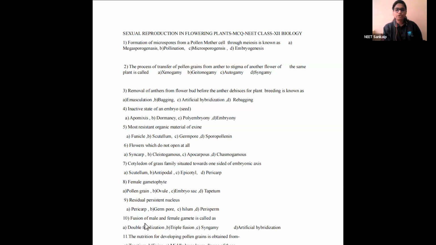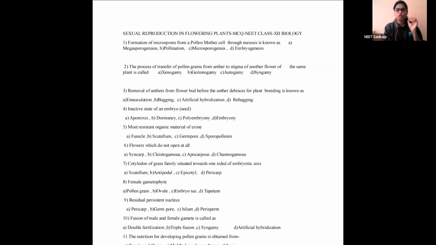10th question. Fusion of male and female gamete, what is the process called? Option A, double fertilization. Don't answer until I complete the question. Option B, triple fusion. Option C, syngamy. Option D, artificial hybridization. Jyoti answered it. Radhika answered it. Manju N answered it. Anvita answered it. Komala K answered it. Most of you answered it as option A. Only 2 of them answered it correctly. That is option C, syngamy.